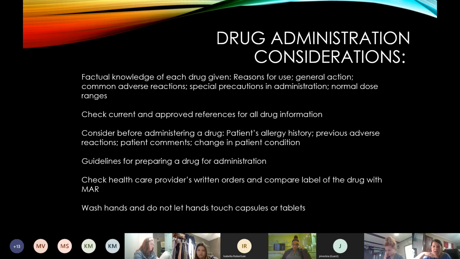We're checking patients' allergies before administering drugs. We are asking if they've had any adverse reactions previously. We're paying attention to our patients' comments, and then we're going to pay attention afterwards for a change in our patient's condition. So we're not asking about allergies after the fact, right? That is a no-go. We're not asking after we've already given them the penicillin. We're asking before we give it.